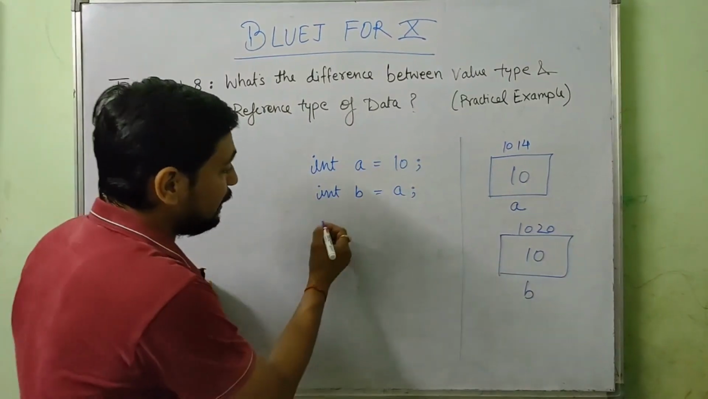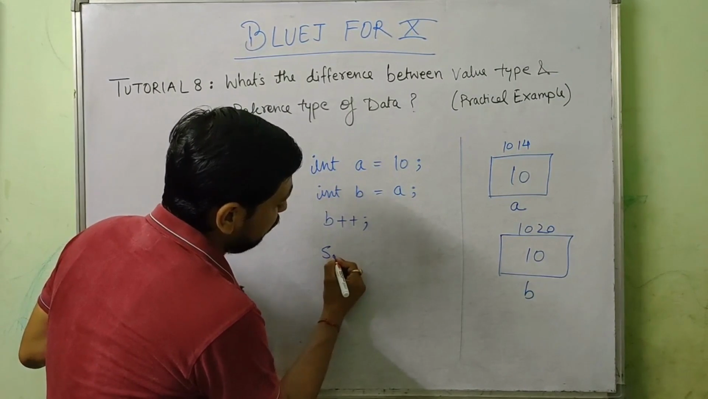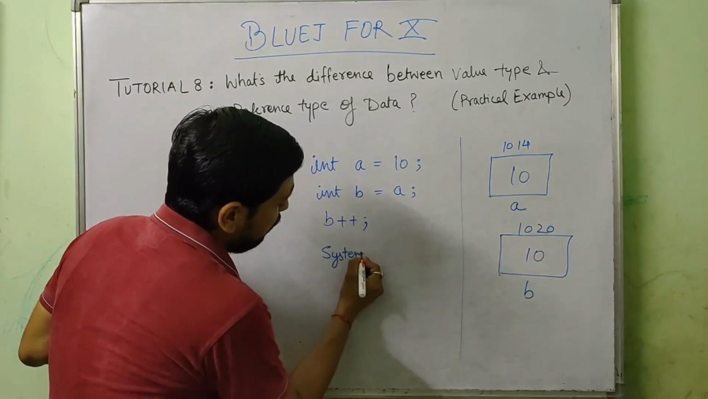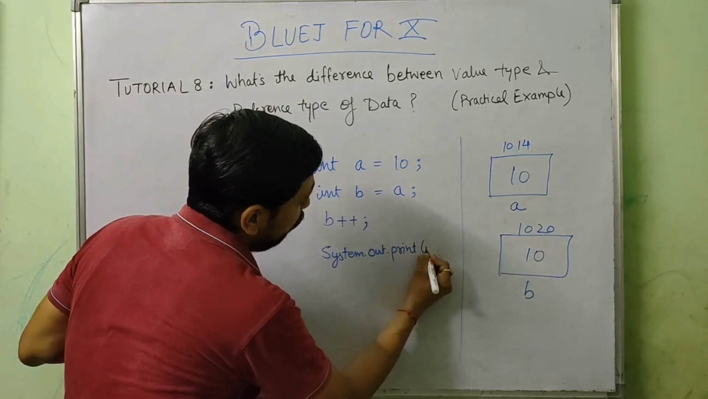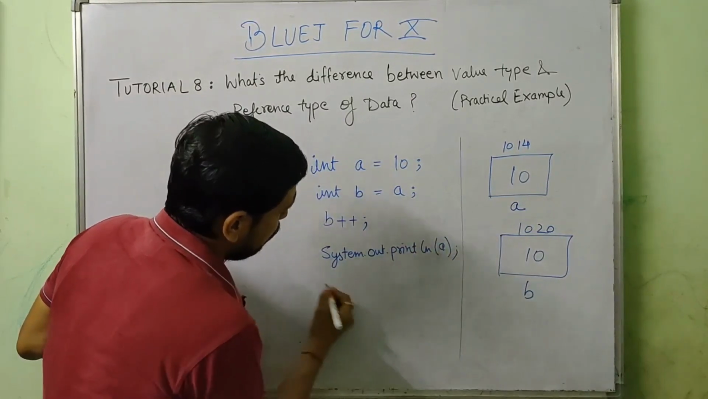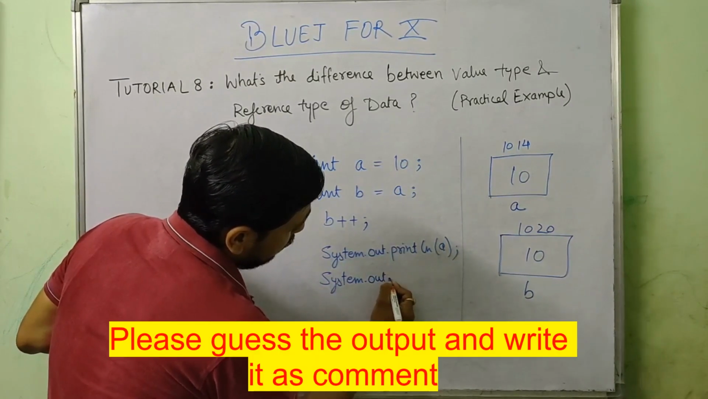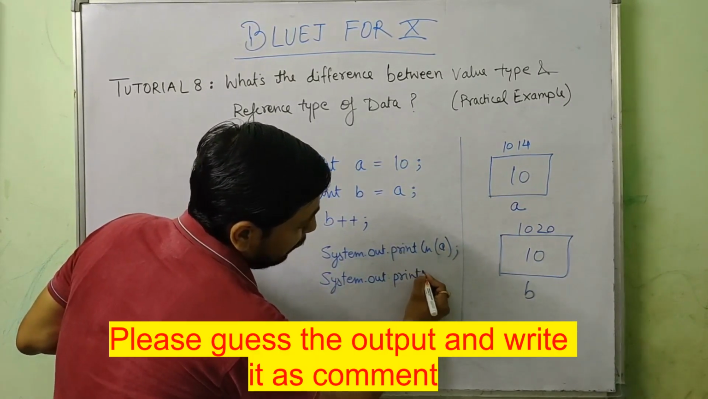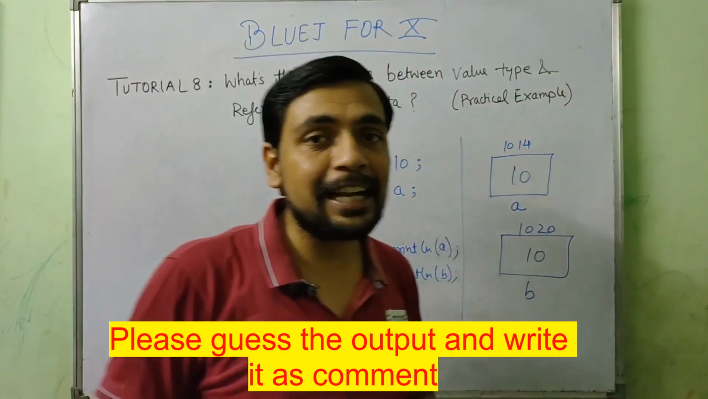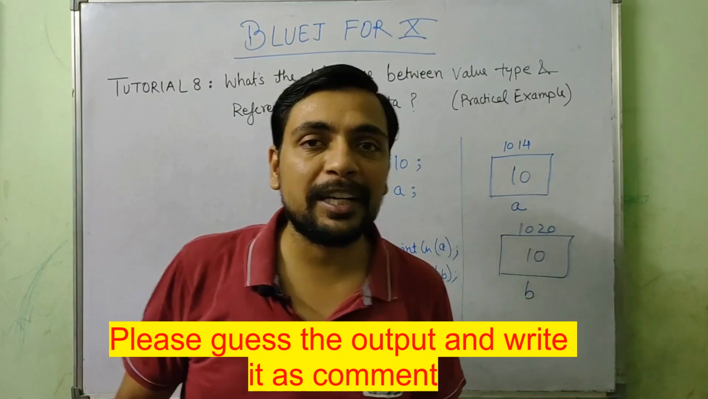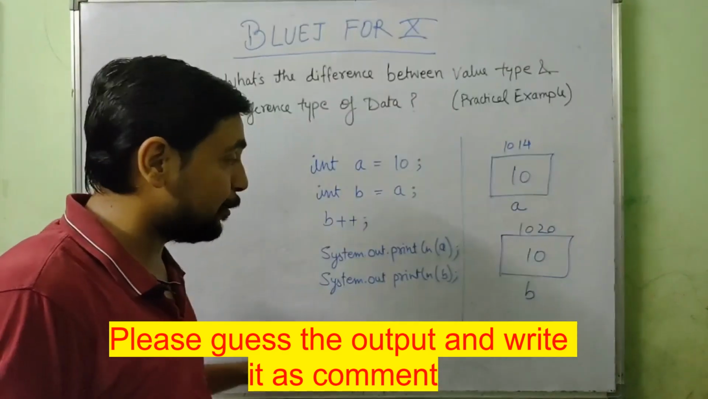Now after the execution of this line, suppose B++, what will happen if I print the values of A and B? What will be the output? Please tell the output in the comments of this video. Just comment it out right now according to you, and at the end I will tell you what the output will be.